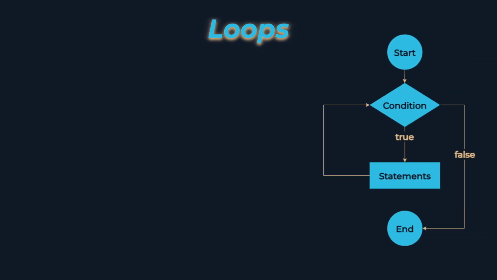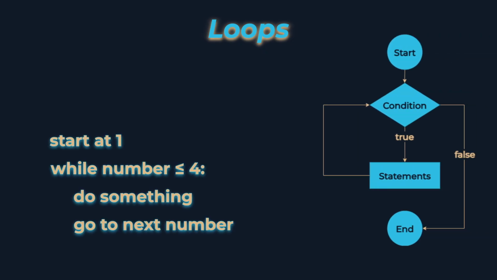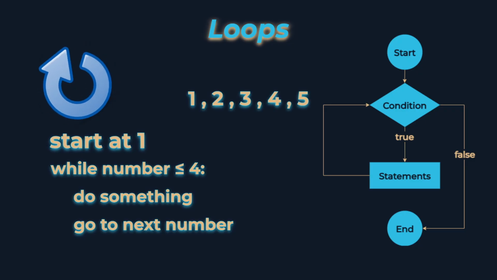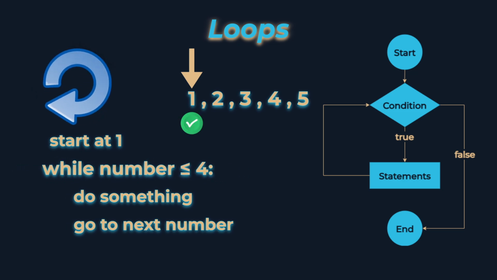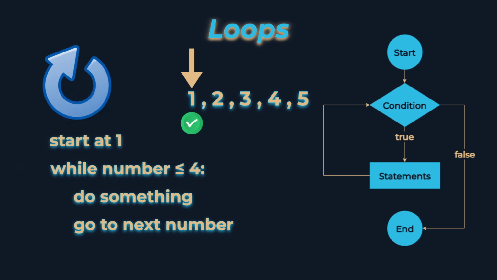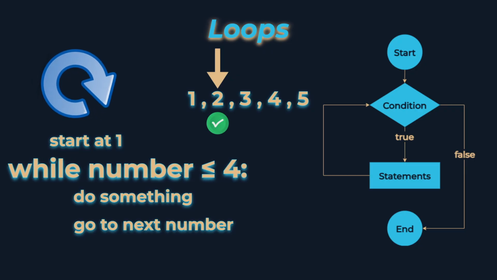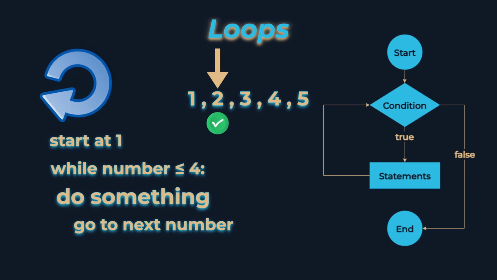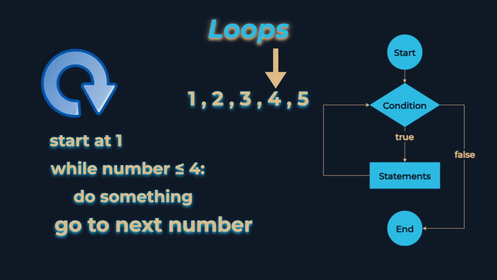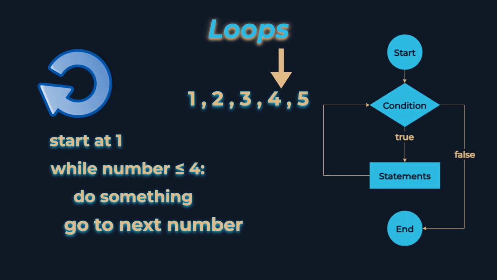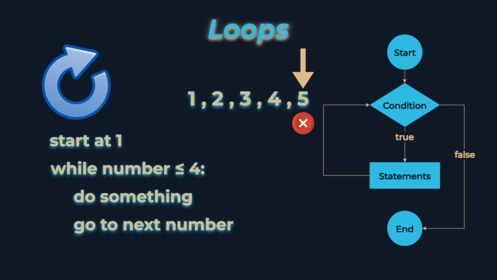Loops allow us to write one single block of code and it just runs again and again for us. Here's the idea. We start at a number, we check if we should keep going, and we repeat until we are done.